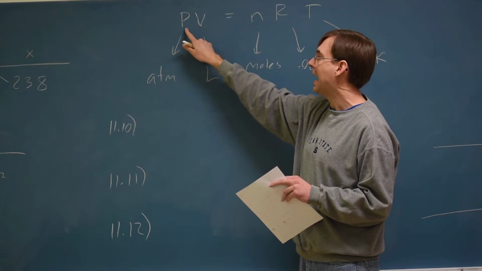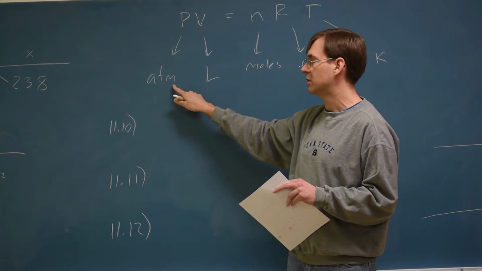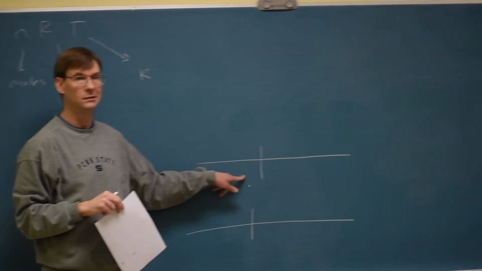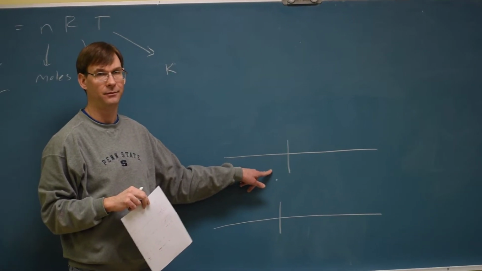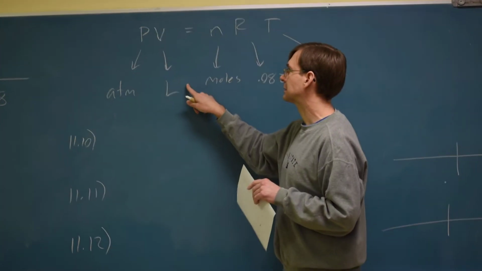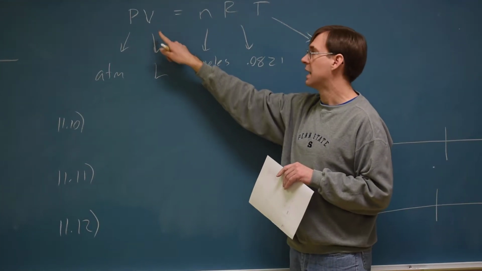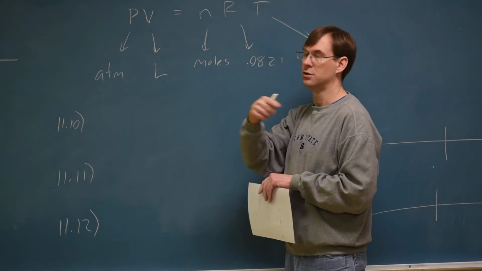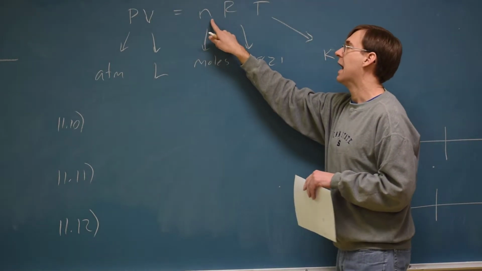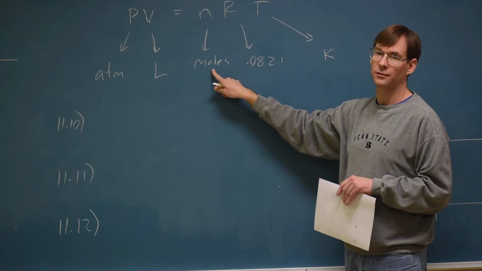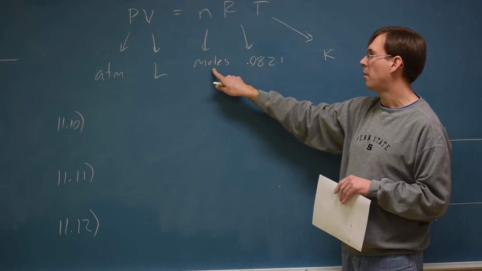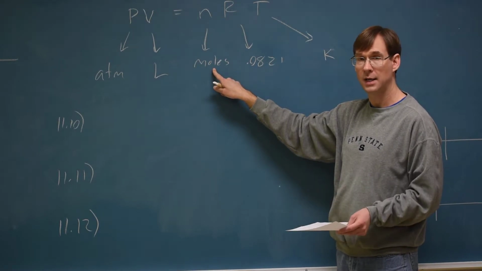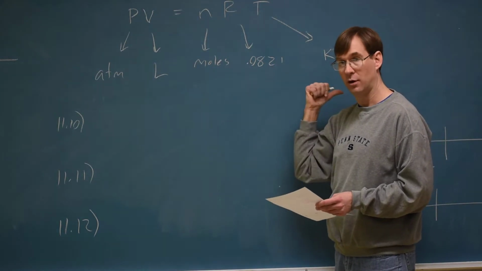If they give or ask any pressures other than atmospheres, it's going to be dimensional analysis time. If they give you volumes, they have to be in liters. If the volumes aren't in liters, dimensional analysis time. They have to give you a number of moles. If they don't give you moles, it's probably because they gave you grams. And to make grams into moles is periodic table, dimensional analysis time.